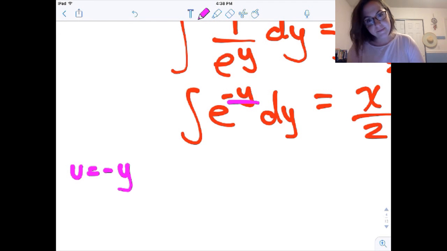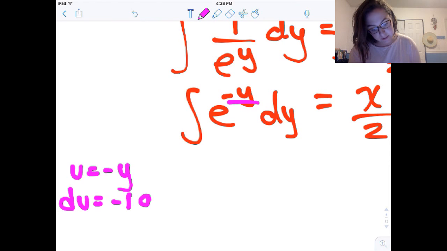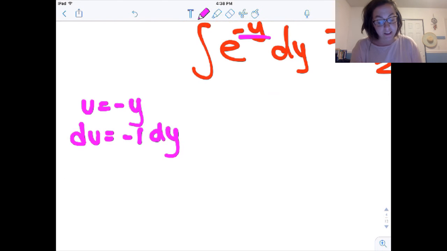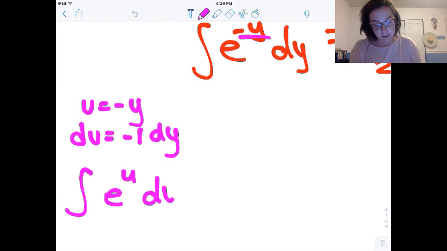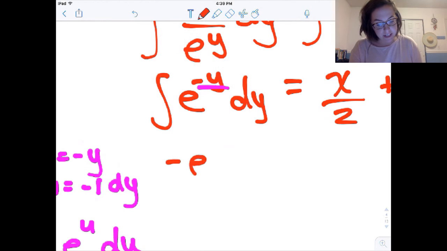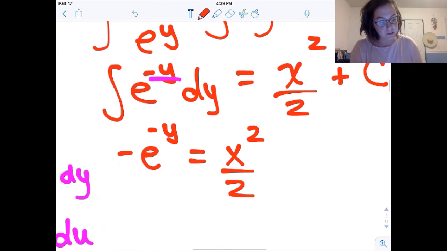So I'm going to make du negative 1 dy. Because remember, this is in terms of y. So that's what I want it to be. And then this is going to be the integral of e to the u du, and you need the negative 1 out front. So here I get, let me go back to red, negative e to the u, which was negative y, equals x squared over 2 plus c.